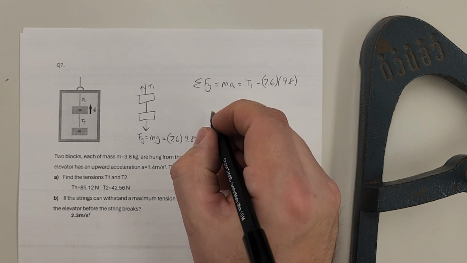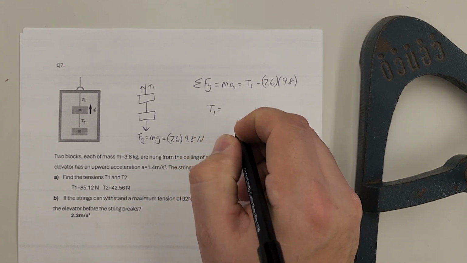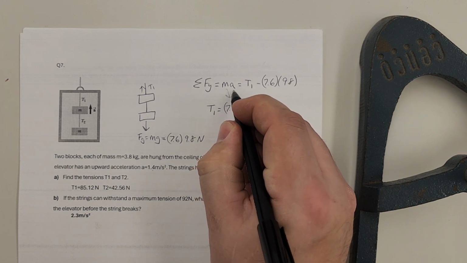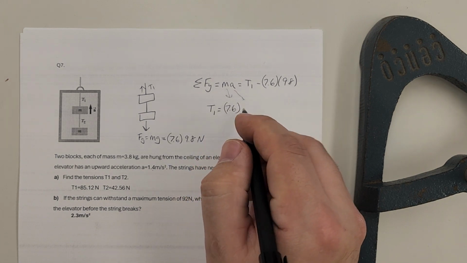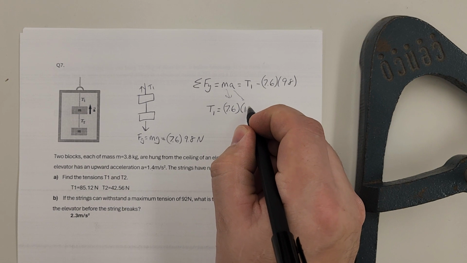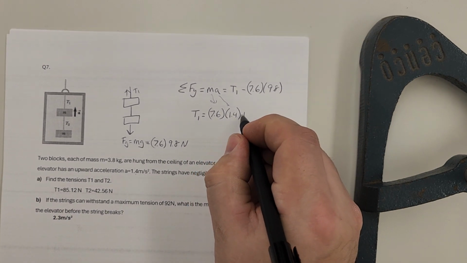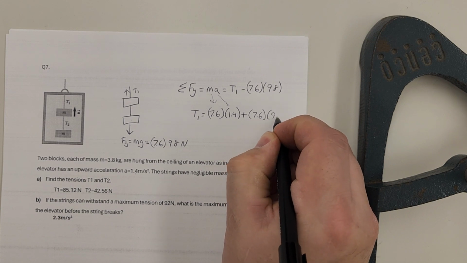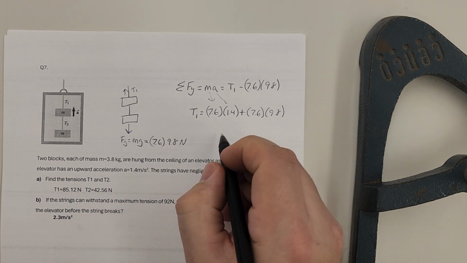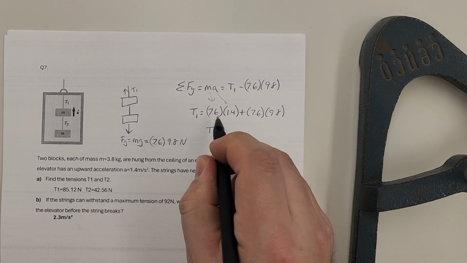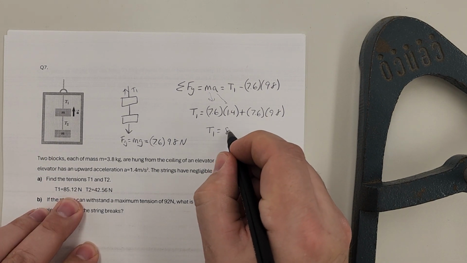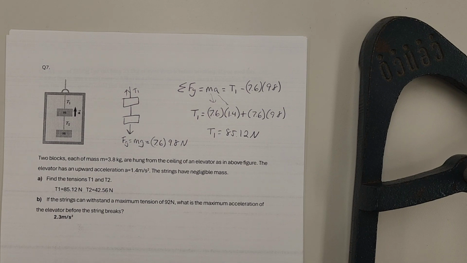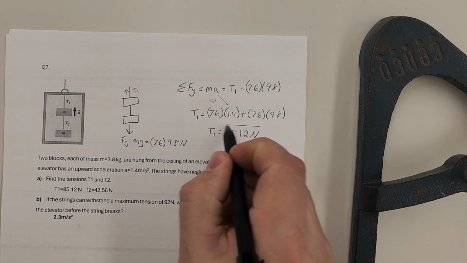Okay, so what I'm going to have is T1 is equal to 7.6, so this is the ma, times the 1.4, plus, now I've added this to the other side, 7.6 times the 9.8. Okay, this is just a number. If I put that out, I get 85.12. Okay, so that's how we get T1.